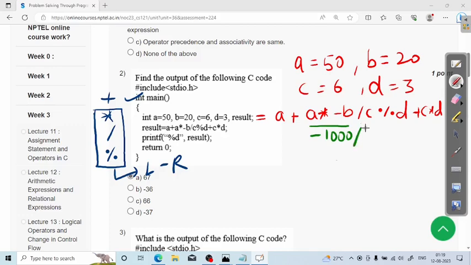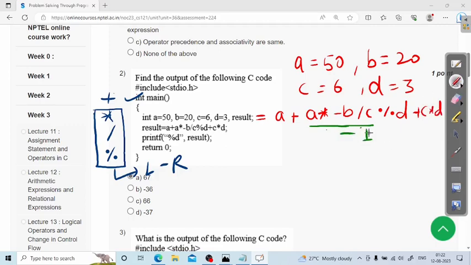Now this has to be divided by C, so C is 6. Okay, when this division is done, we'll get minus 166. Now as we have minus 166 and the division operation is performed, we will go for the percent operation, that is percent D, which is percent 3. When we perform this operation, we have to check the remainder. So the remainder will be minus 1.